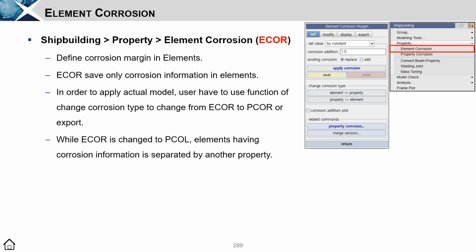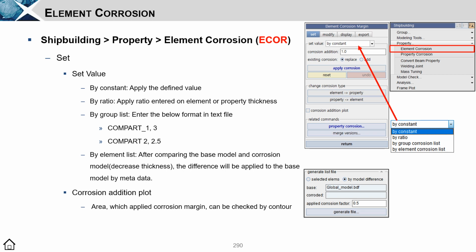The Change Corrosion Type function is used to convert or export element corrosion, ECR, to property corrosion, PCR. When ECR is converted to PCR, the element with corrosion information is automatically separated from the original property. You must convert ECR to PCR or export the model in order to actually apply the corrosion margin in the model. The method for defining corrosion value for the selected entity is by constant, ratio, or group element.